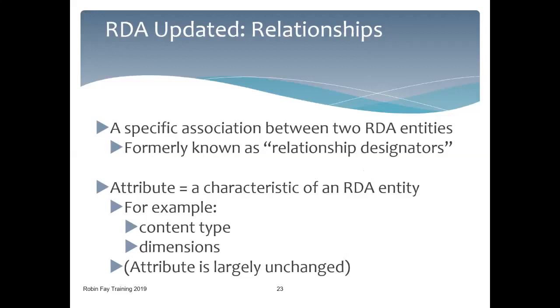We formally called this relationship designators. I think we'll probably keep calling them relationship designators or relator codes for a while, but it is really just that association between two RDA entities. An attribute, of course, is a characteristic of an RDA entity, and examples are content type, dimensions, and so on. Attribute is largely unchanged, except we've just sort of embraced the term attribute.